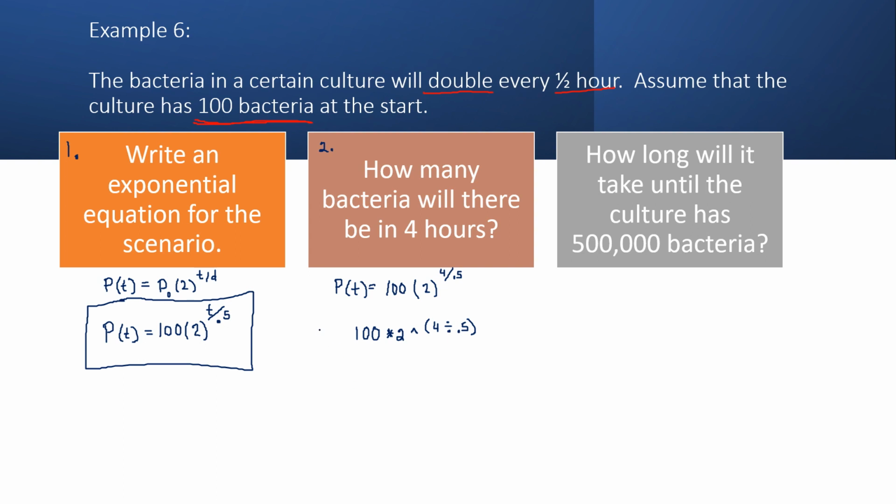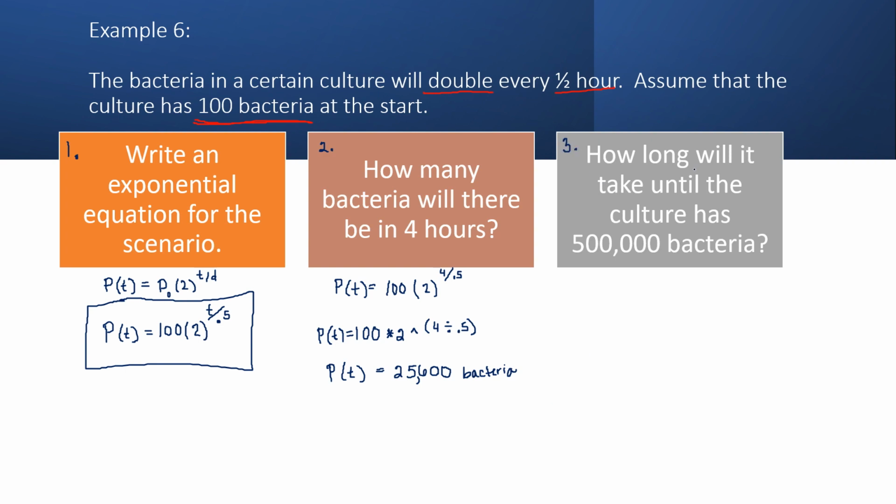We do get a fairly large answer here for P of t, the population, because the bacteria is indeed growing and rather rapidly, doubling every half hour. So my calculator gave me P of t equals 25600. I'll come back and put a comma in, so 25,600 bacteria. And so then we can move on to our third question.